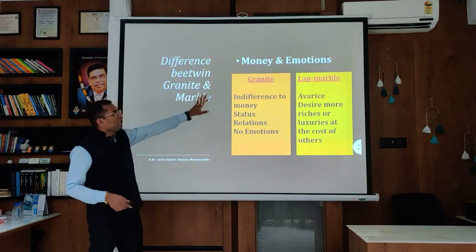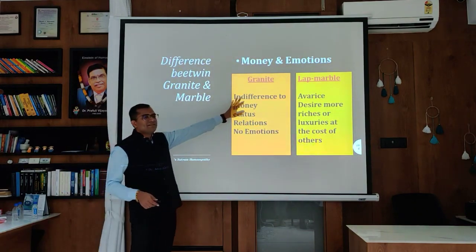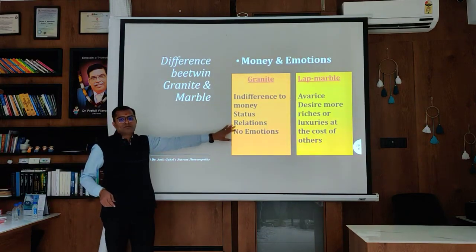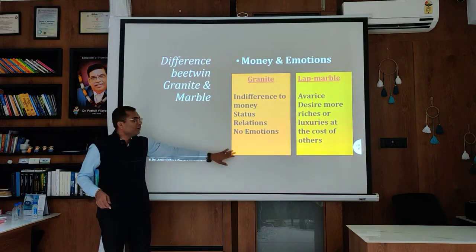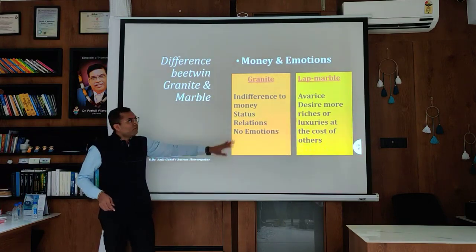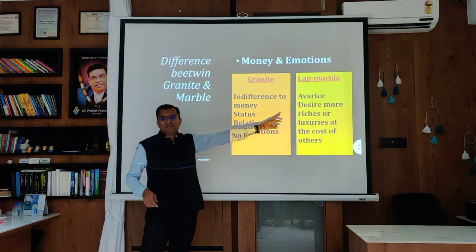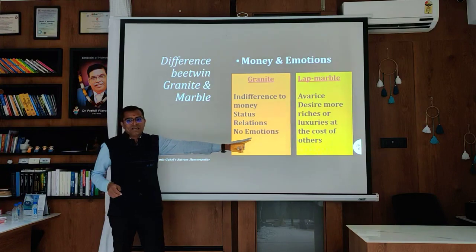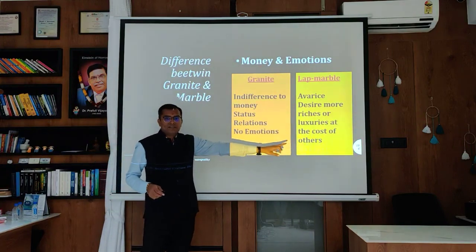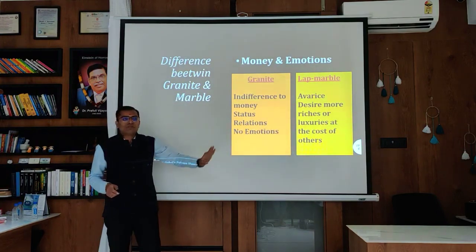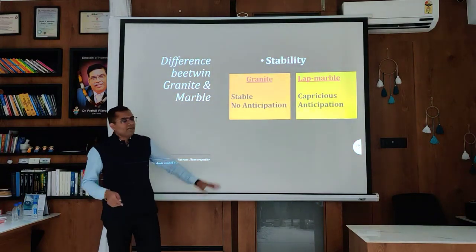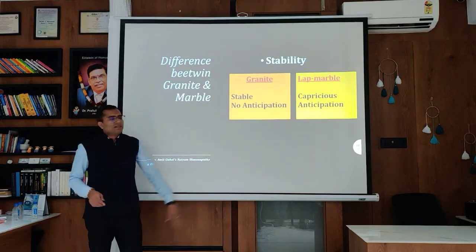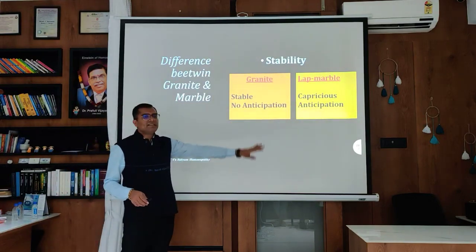Both have money and emotion. So granite has a lot of money, a lot of ego, but indifference to money, indifference to status, even relations, and no emotions. Whereas marble is very aware regarding money, desires more riches or luxury at the cost of others, desires more than needs. So this is marble. Regarding stability, granite is more stable, there are no anticipations. Lapis marble has capriciousness and more anticipations.